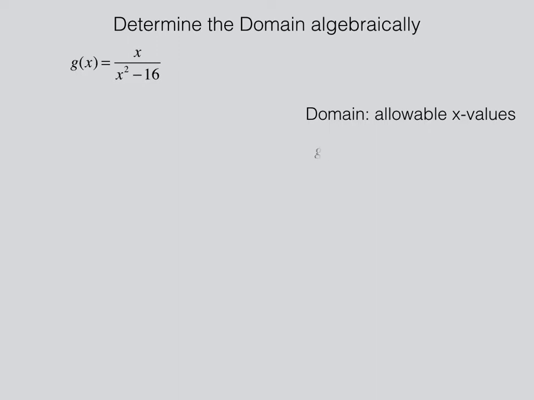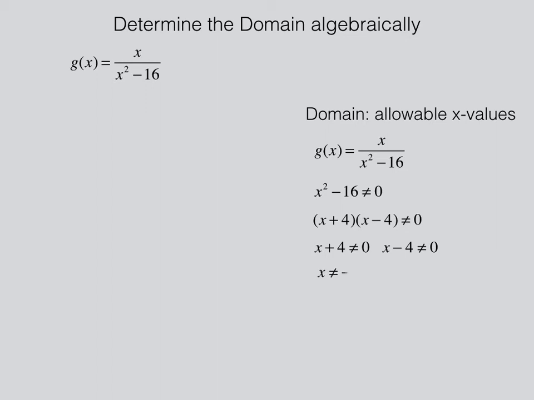So when you look at your function, because it's rational, we don't want the denominator to be 0. So we can say x squared minus 16 is not equal to 0. We're not allowed to divide by 0. Here we'll factor that expression because it's the difference of perfect squares. Now we'll apply the zero product property. x plus 4 cannot equal 0 and x minus 4 cannot equal 0. Therefore, x cannot equal -4 and x cannot equal 4.